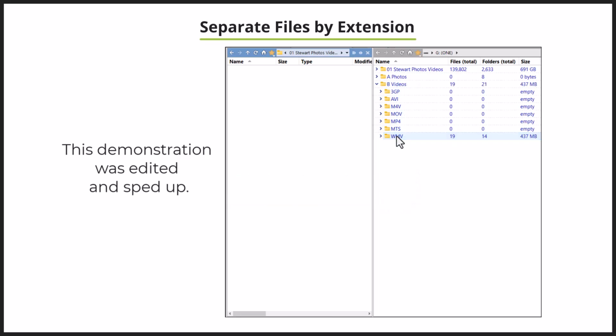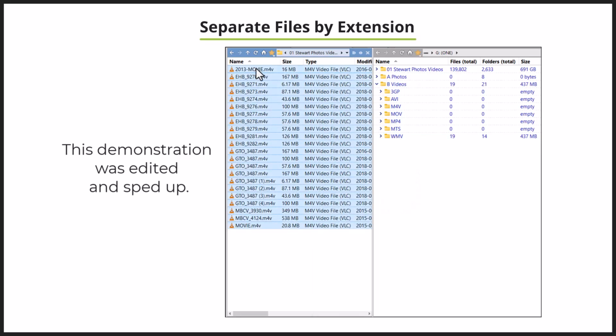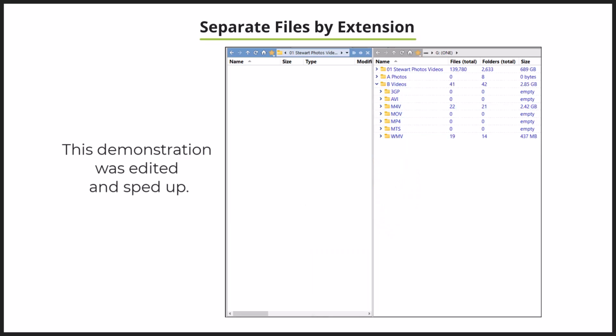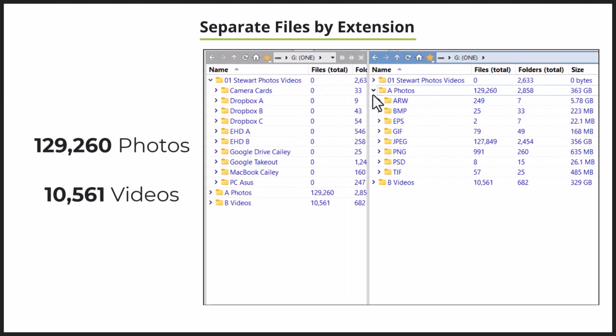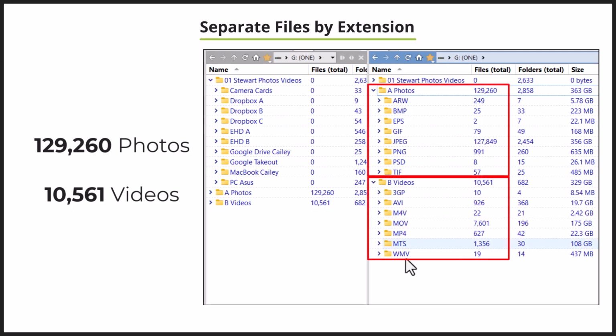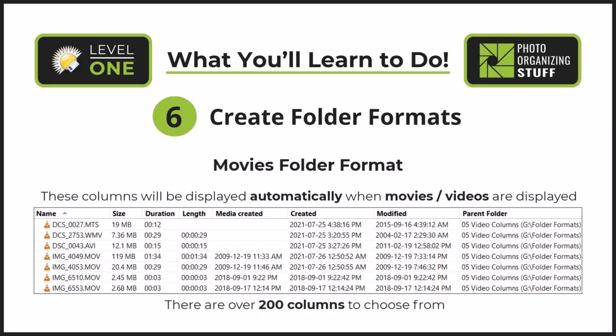Many tasks, like duplicate removal, are done differently with photos as compared to videos. And after separating all photos and videos by extension, this is the result. When files are separated by extension, you can work with metadata more efficiently.